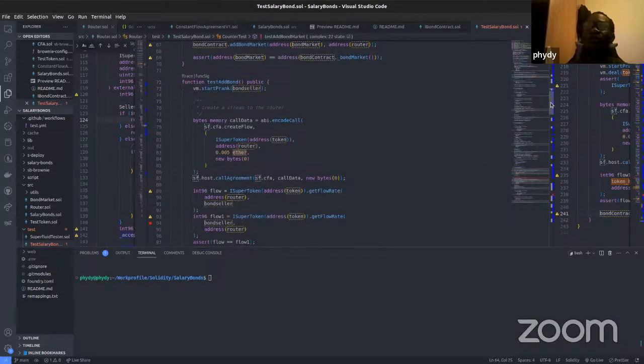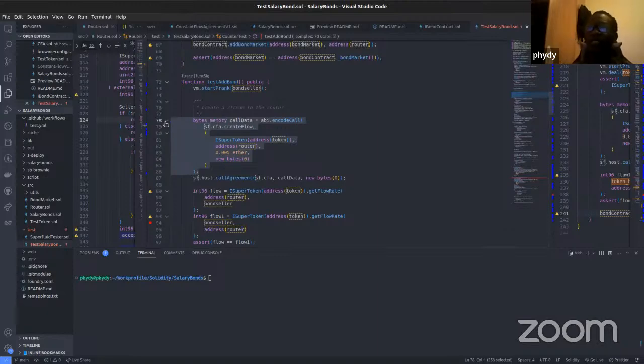To add a bond, you first need to, as I said, create a stream to the router, as you can see over here. That stream is like your ticket saying, yes, I own a stream. To prove I own a stream, I'm routing it to the router, and the router is routing it back to me.